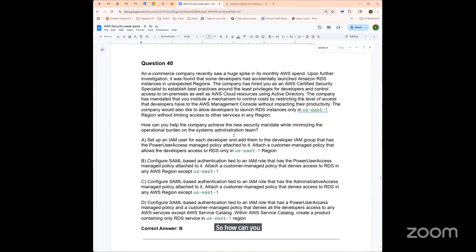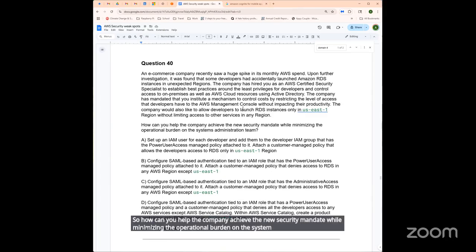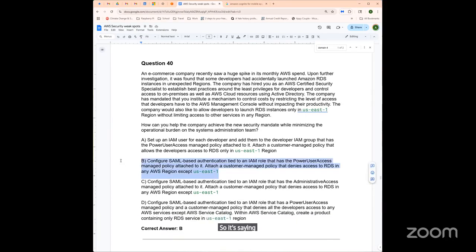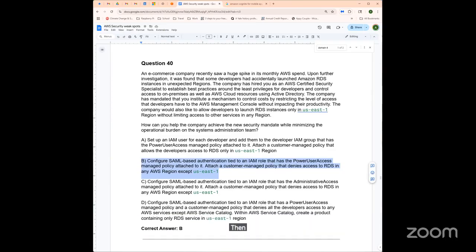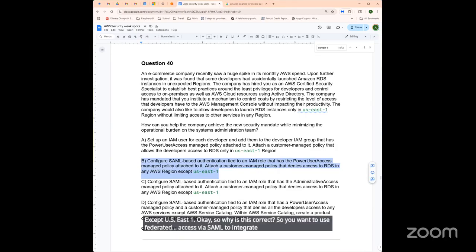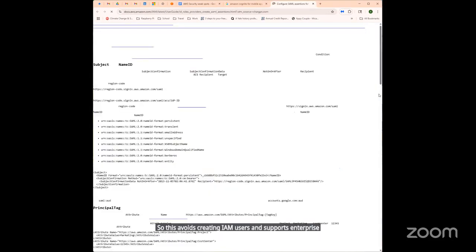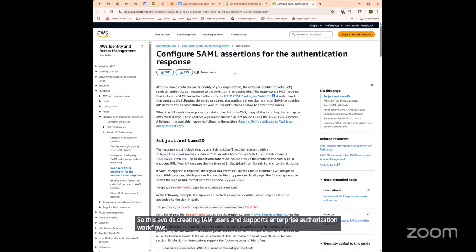So how can you help the company achieve the new security mandate while minimizing the operational burden on the system admin team? The answer is B: configure SAML-based authentication tied to an IAM role that has the PowerUserAccess managed policy attached to it, then attach a customer managed policy that denies access to RDS in any region except US East 1. Why is this correct? You want to use federated access via SAML to integrate Active Directory with the console. This avoids creating IAM users and supports enterprise authorization workflows.